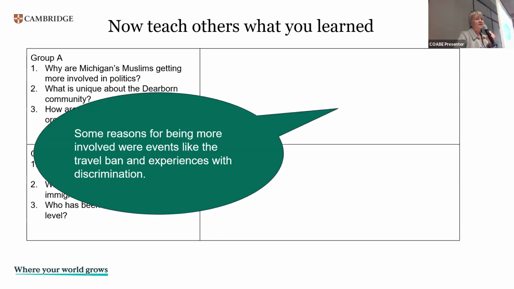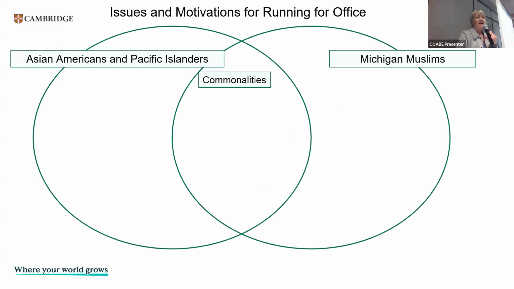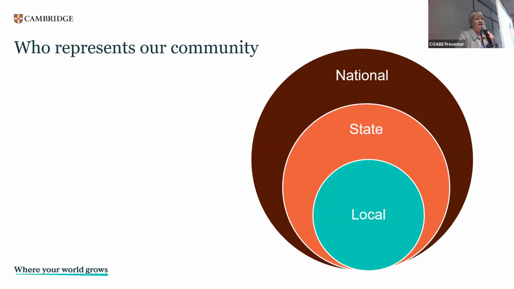So this was an article that came out probably in like 2018, 2019. And the reasons they gave in the article, to the question of why are Michigan Muslims getting more involved, were because of the travel ban and experiences with discrimination. So for learners, you could provide some language frames such as, according to the article, or the article said, or it showed that. And then they can get together and look for commonalities and differences between the two articles on this theme. Okay?